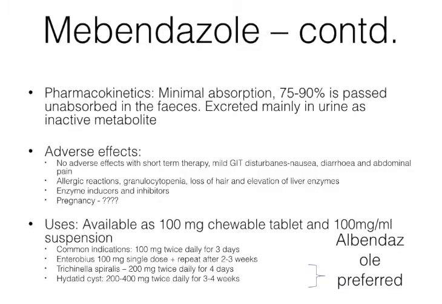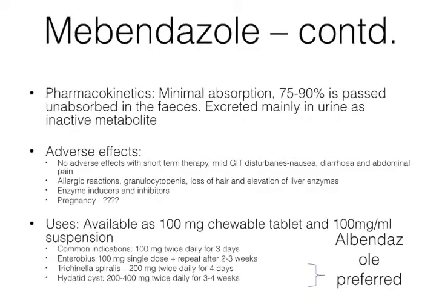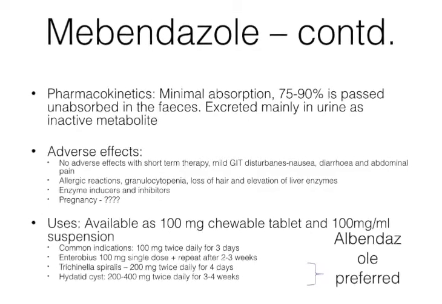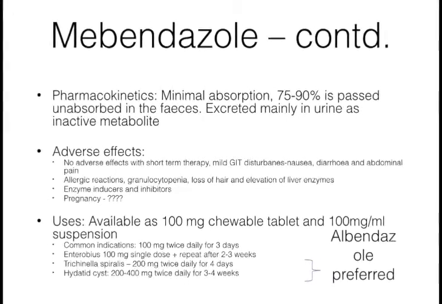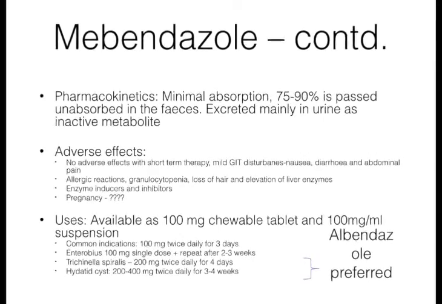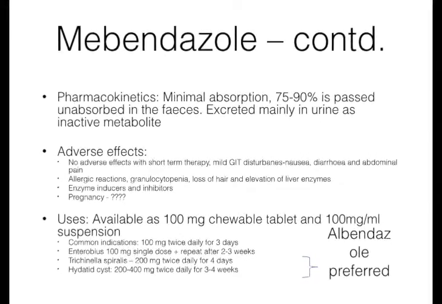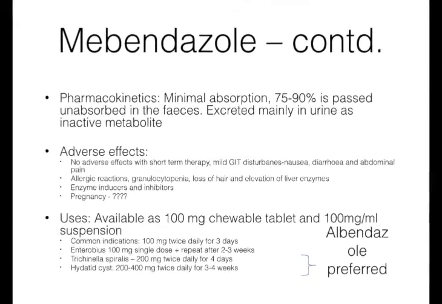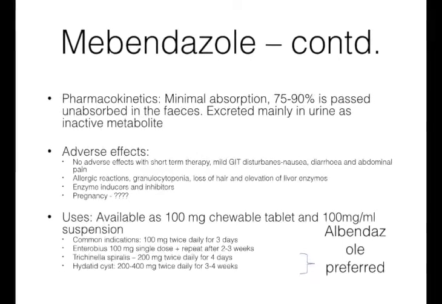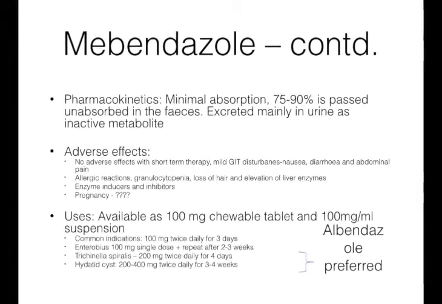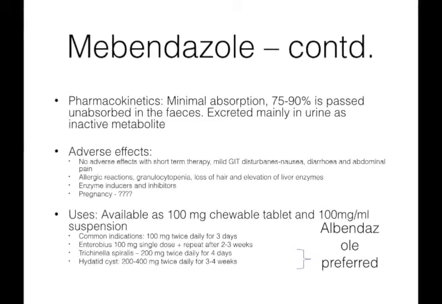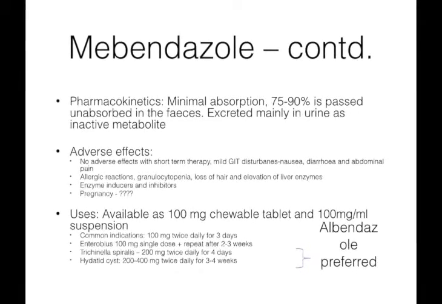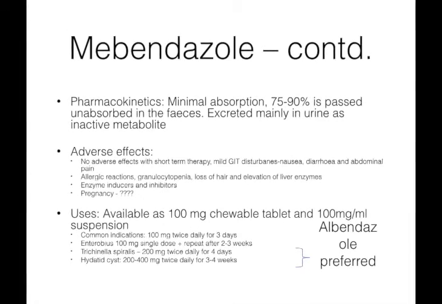Its mechanism of action is slow. It takes 2 to 3 days to develop. It blocks glucose uptake in the parasite and causes depletion of glycogen store. The site of action is microtubular protein, or the beta tubulin, which inhibits polymerization.